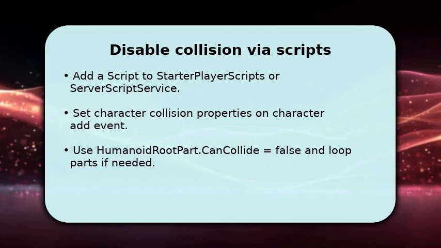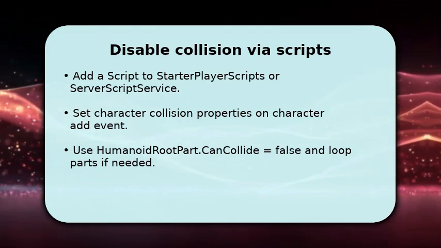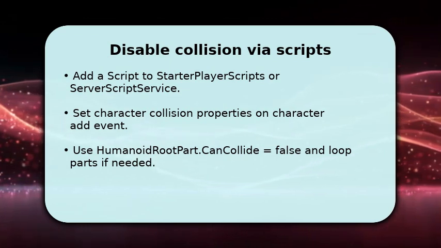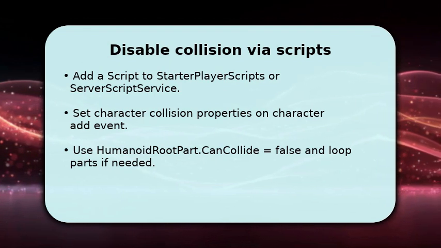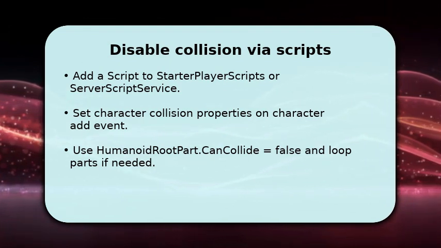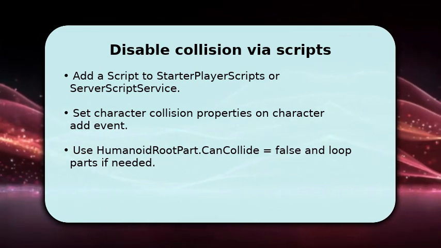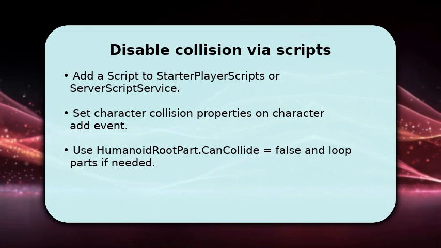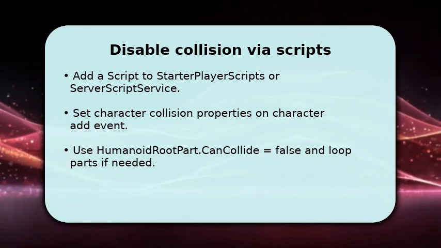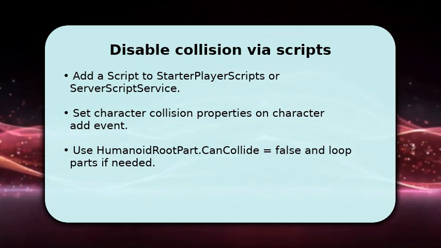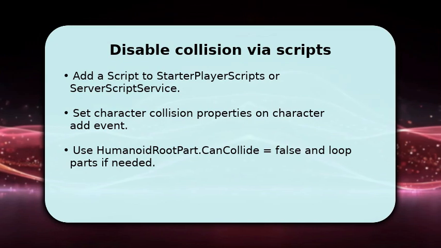Once done, connect to players. Player added and character added, then set humanoid root part can collide to false to stop physical blocking. Make sure to loop through character, get descendants, and set can collide equals false for base part objects to catch accessories and limbs. Also set humanoid platform stand appropriately if you need different physics. This approach ensures collision is disabled reliably for every player.